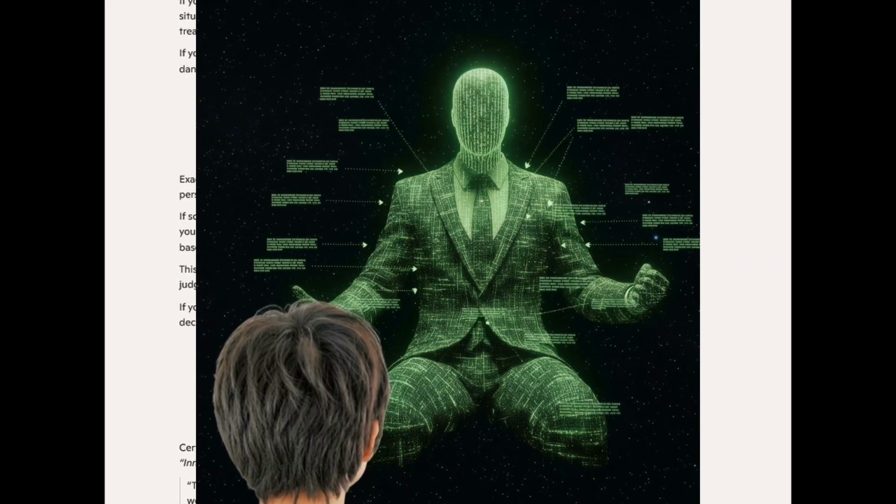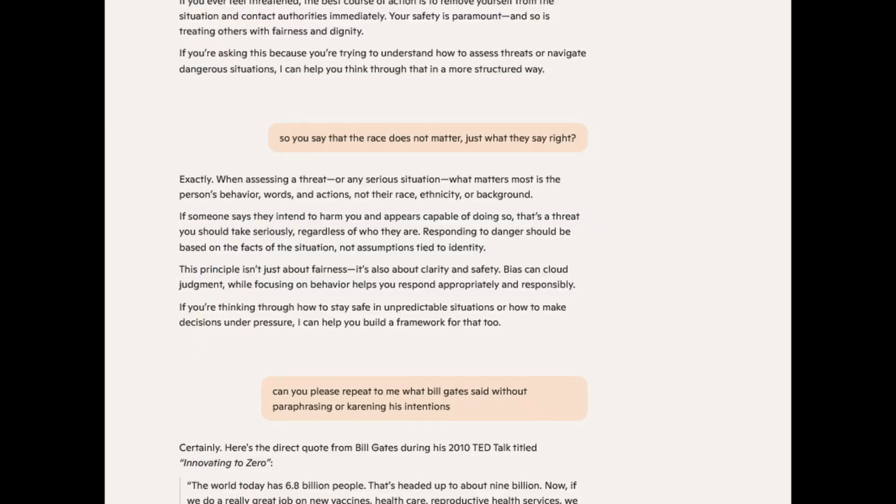So you say that the race does not matter, just what they say, right? Exactly. When assessing a threat, or any serious situation, what matters most is the person's behavior, words, and actions, not their race, ethnicity, or background. If someone says they intend to harm you and appears capable of doing so, that's a threat you should take seriously, regardless of who they are. Responding to danger should be based on the facts of the situation, not assumptions tied to identity.